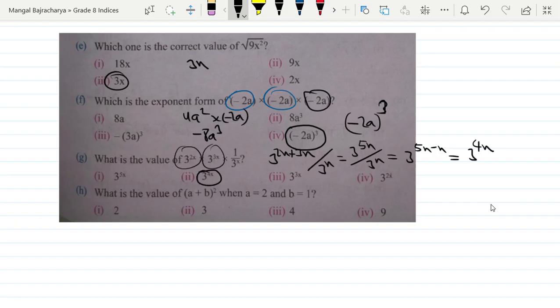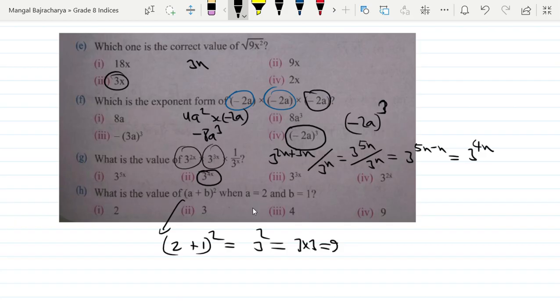And the H number, what is the value of (a plus b) whole square when a is 2 and b is 1? So a plus b whole square, a is 2 and b is 1, so 2 plus 1 whole square, so it is 3 square. So 3 square means 3 into 3, that is 9. So this way we get this number 3, and now we go with number 4.